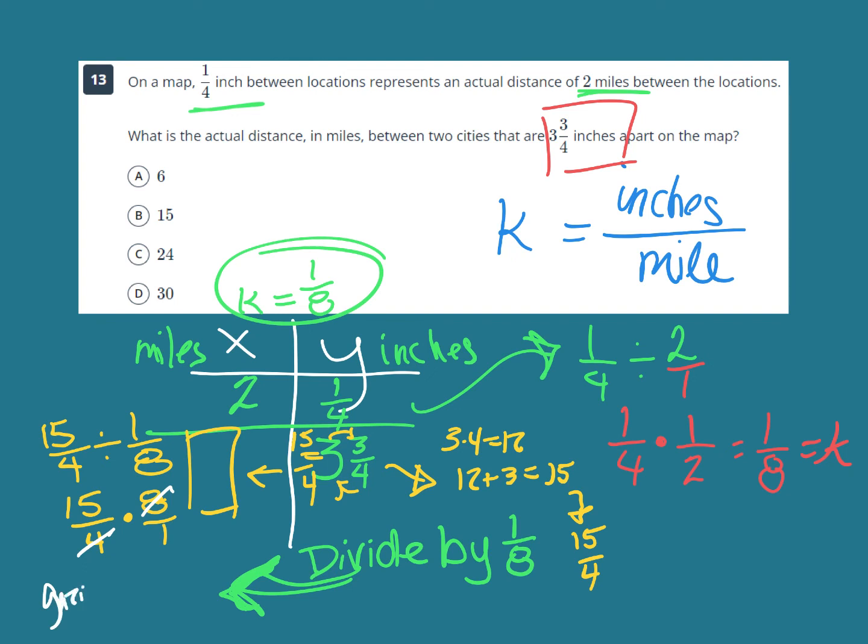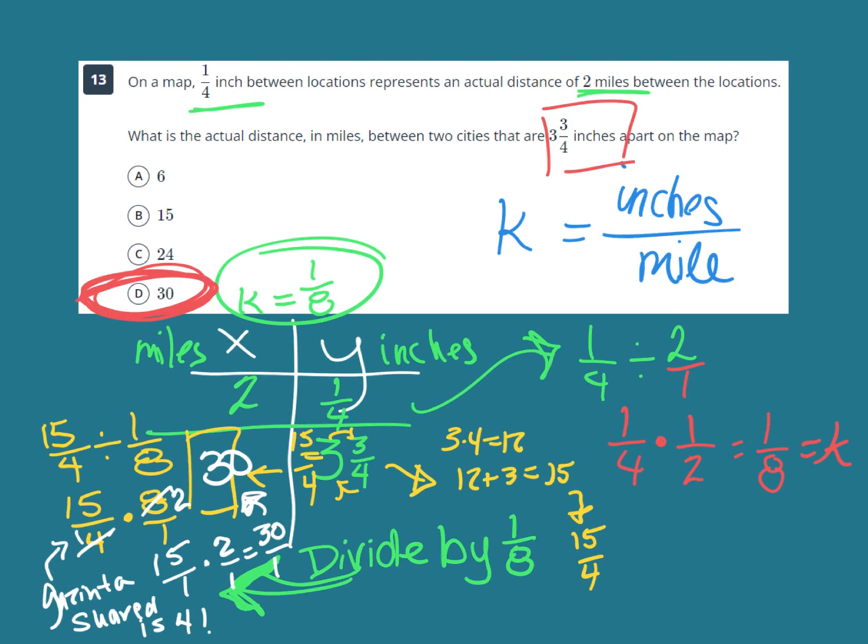Gazinta shared is 4. So 4 divided by 4 is 1. 8 divided by 4 is 2. I'm going to rewrite that right here. So it's 15 over 1 times 2 over 1. Top with the top and the bottom with the bottom. Gives me 30 over 1. It's going to go in that box. It's going to be 30. 30 miles on the map. So there it is. My answer is D. Nice job.